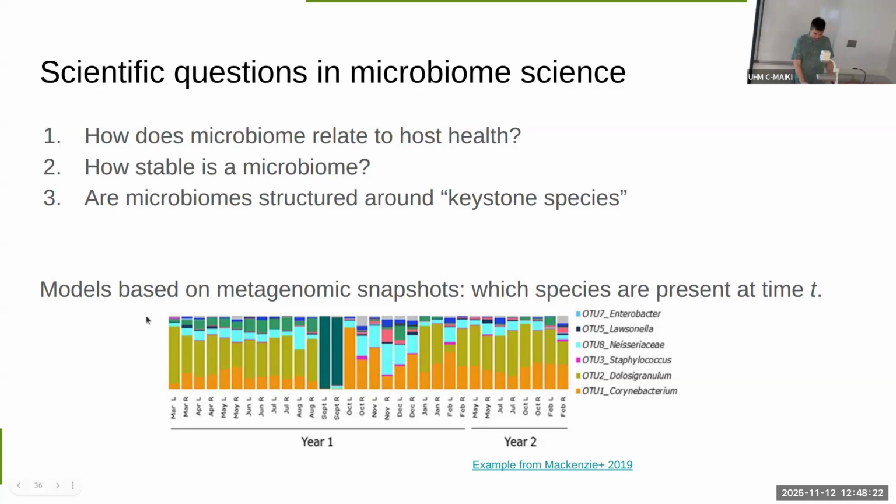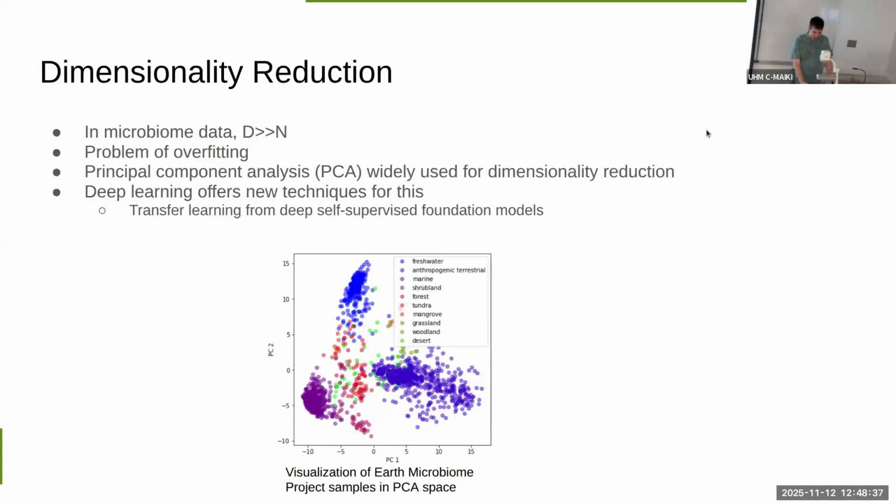So this is, you know, from just an example paper where a human subject showed some variability in their microbiome over time. So we want to come up with models for this. Speaking to the first part, we're looking at dimensionality reduction methods, specifically self-supervised foundation models for microbiome data. We've played around with the Earth Microbiome Project to build foundation models from that, which can help do dimensionality reduction. So basically a glorified PCA.